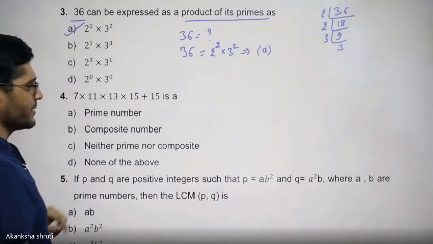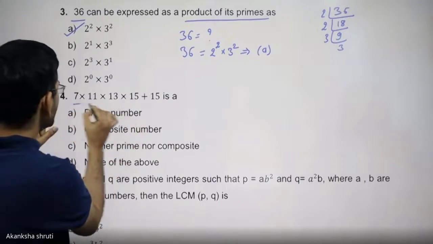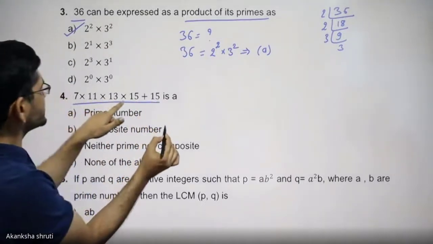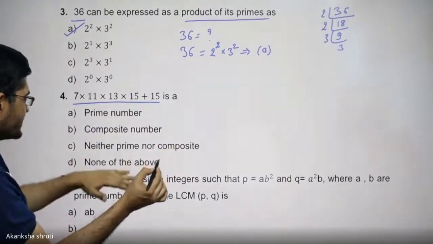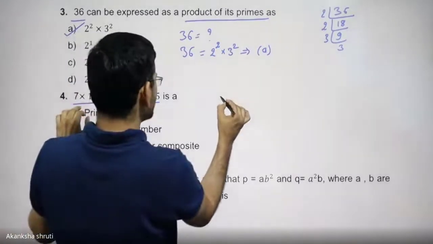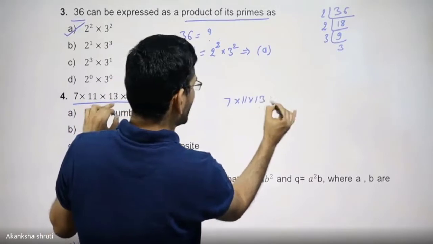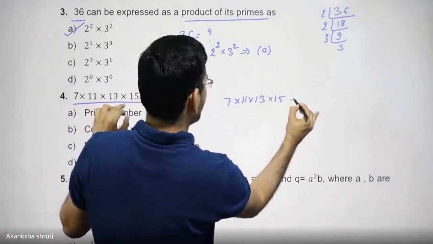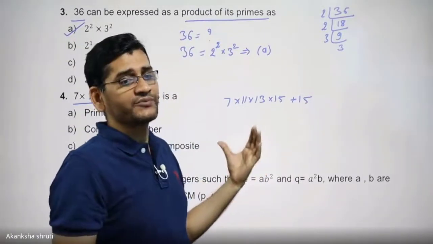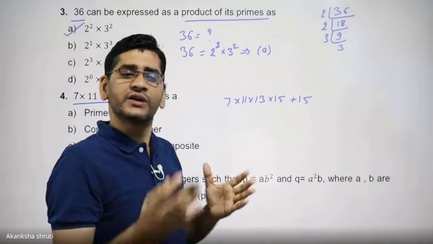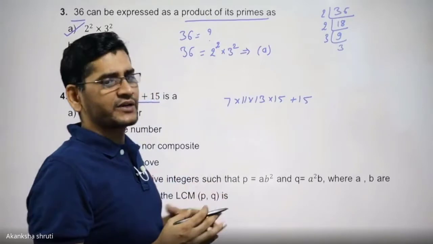Let us come to question number 4. In question number 4, we are given the number 7 into 11 into 13 into 15 plus 15. Is it a prime number, a composite number, or neither prime nor composite? Students, here the number given is 7 into 11 into 13 into 15 plus 15. Here we have 2 terms. So either we first simplify it and try to break it into the product of 2 or more numbers. If that is possible, then it becomes composite.